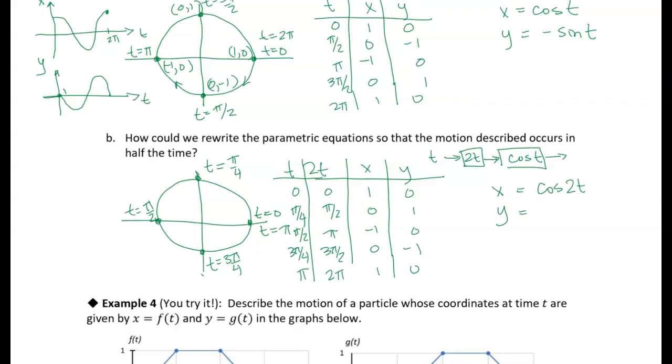So my functions are going to be x equals cosine of 2t and y equals sine of 2t. What did I just say? x equals cosine of 2t, y equals sine of 2t.